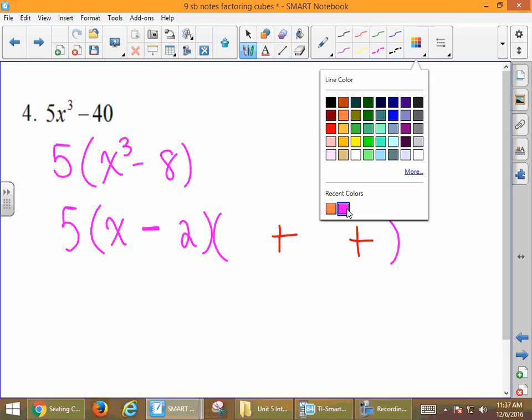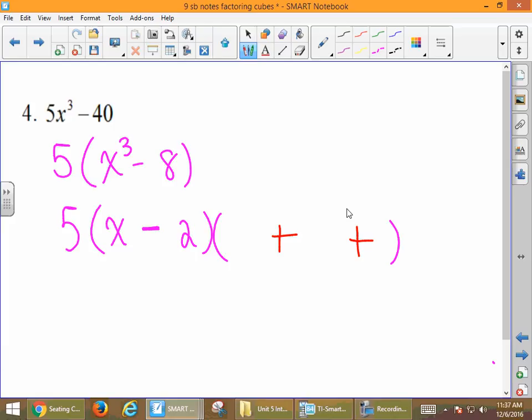Well, x cubed divided by x: we had 3 x's, we took out 1, we got 2 left. 8 divided by 2 is 4. Make sure that you put it in the right spot. And the last part is x times 2. It's 2x.